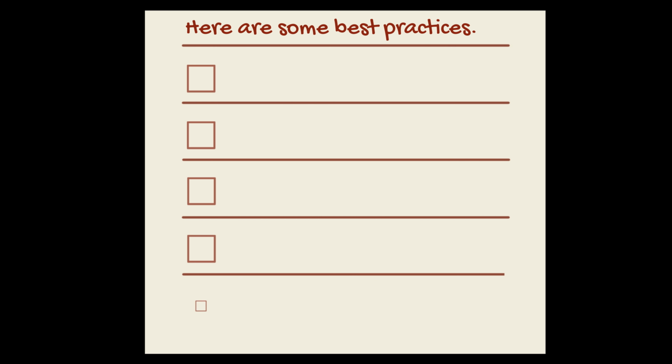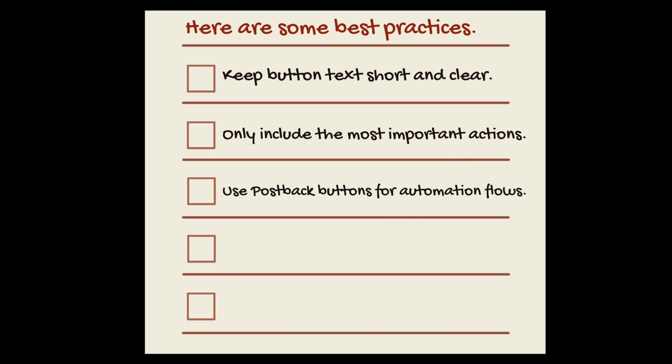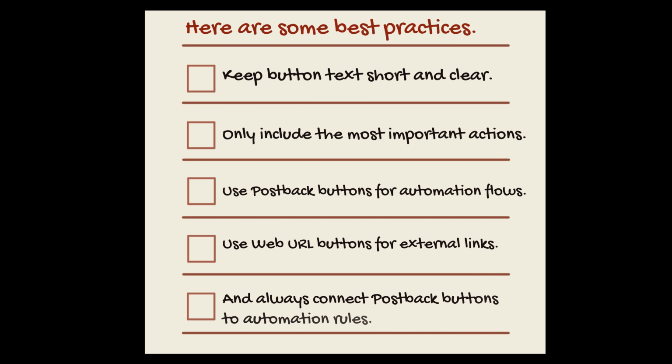Here are some best practices. Keep button text short and clear. Only include the most important actions. Use postback buttons for automation flows. Use web URL buttons for external links. And always connect postback buttons to automation rules.